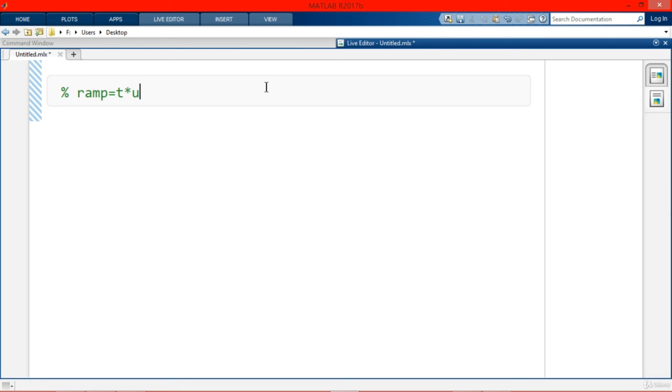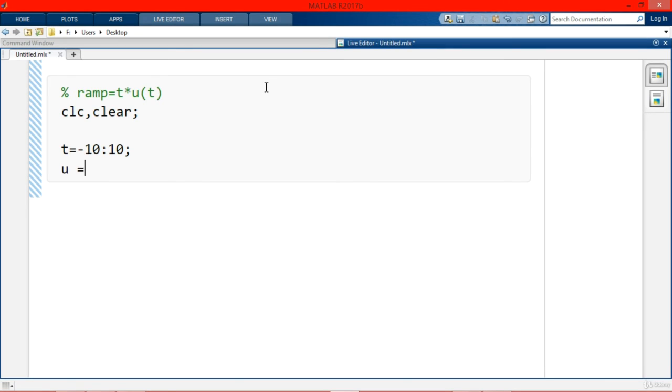Ramp equals t into u of t, where u of t is the unit step sequence, which we have already seen. t is the time duration. Here I take t equals any value from negative to positive. The ramp signal is only valid for positive values of time. That's why we have multiplied t with the unit step function u of t.